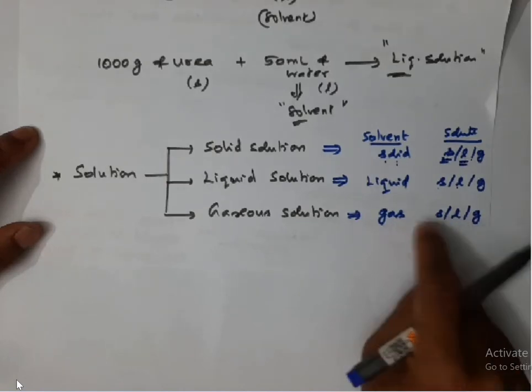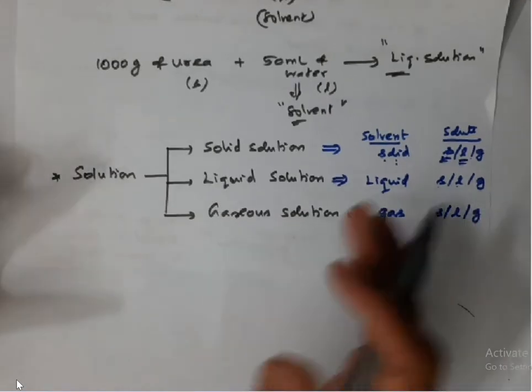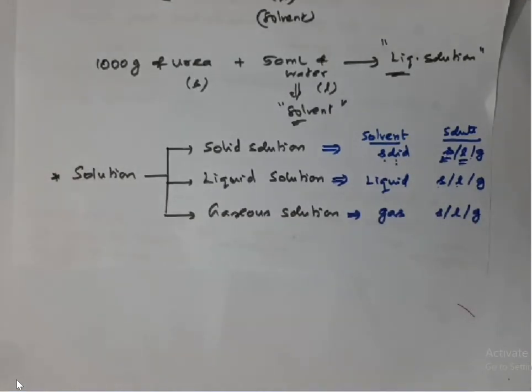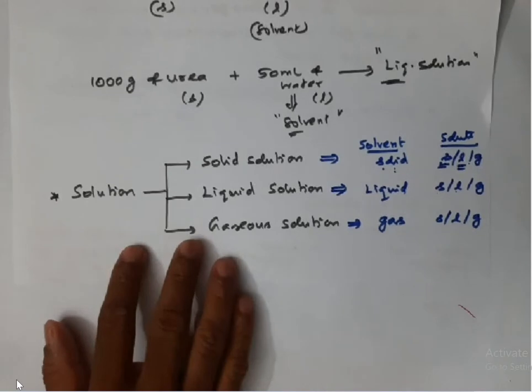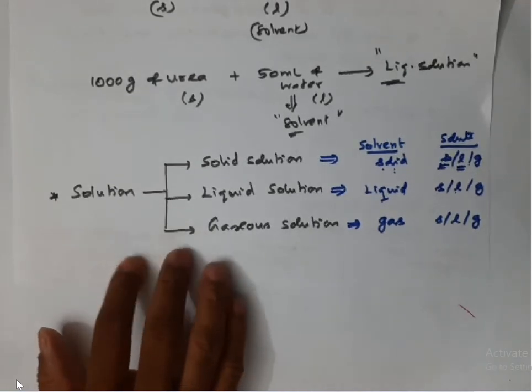Gas in gas gives a homogeneous mixture and it forms a solution. So we have 9 different types of solutions based on the phase of the solvent and phase of the solute. But the point that you should keep in mind is the phase of the solution and phase of the solvent should be the same. Is this clear, students? Any doubt? Yes, sir. Good.